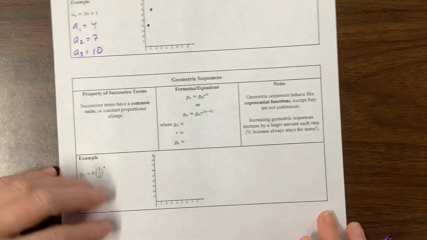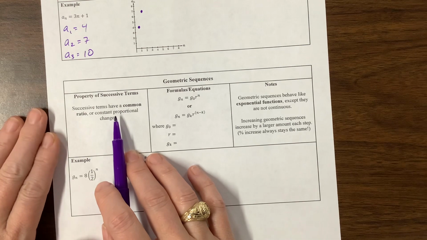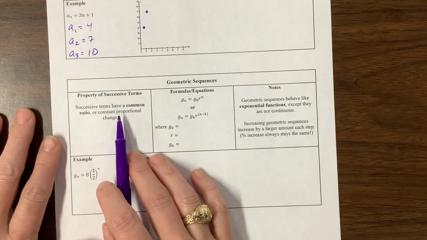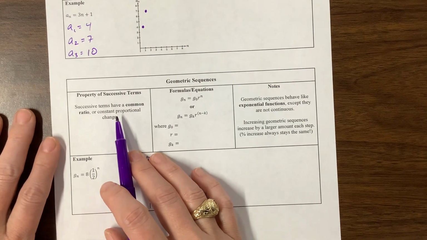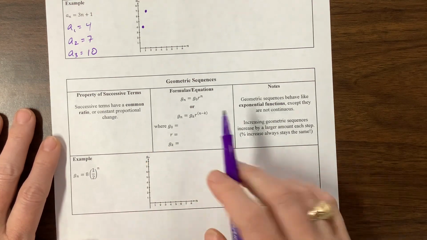Okay, summarizing this, a geometric sequence has a common ratio. We're multiplying by the same amount. And if you think, oh no, I'm not multiplying, I'm dividing, well, you're multiplying by that fraction. Like instead of dividing by 2, you're multiplying by 1/2.